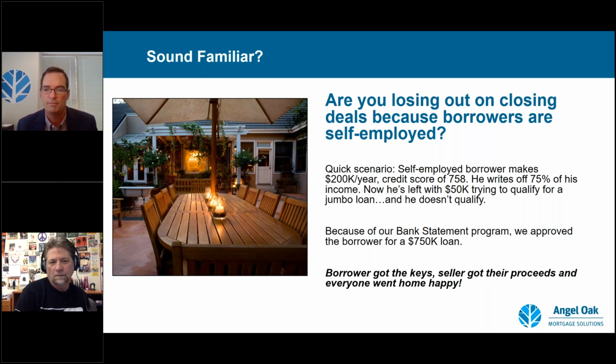So this loan came in, we used the bank statements to come up with their income, and they got a $750,000 loan. And we know, using tax returns and that income of $50,000, there's no way that borrower would have ever qualified for this loan. So again, another big category in non-QM is this alternative income bank statement loan for the self-employed borrower.